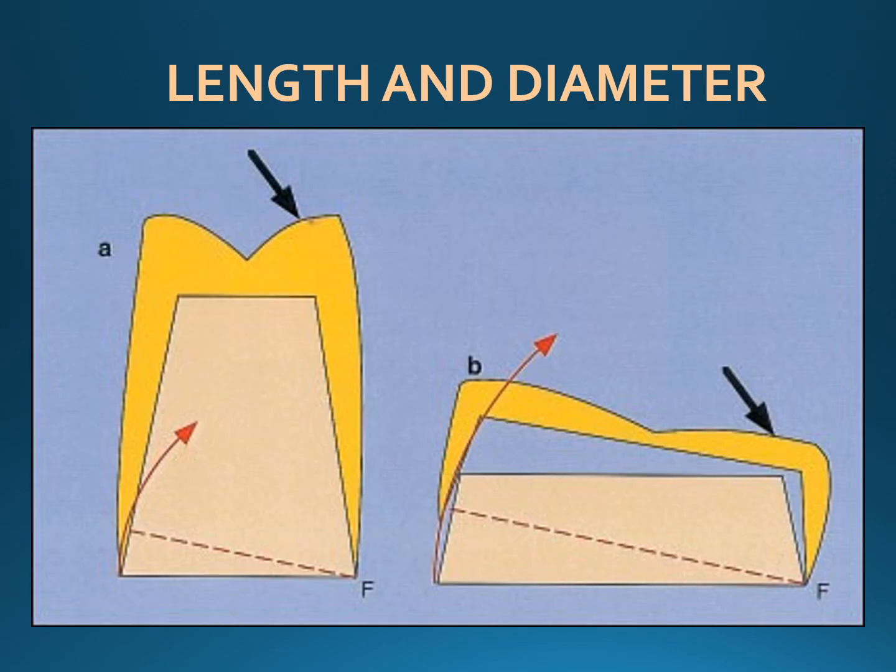The length and diameter of the preparation play a very important role. It is noted that an increase in the length, as shown in picture A, increases the retention. However, an increase in width does not increase the retention form. Rather, it tends to increase the arc of rotation, thereby making the preparation displace easily, as shown in preparation B. Hence, a shorter diameter tooth preparation offers greater resistance to displacement compared to a longer or bigger diameter tooth.